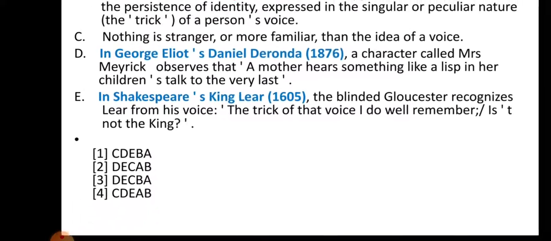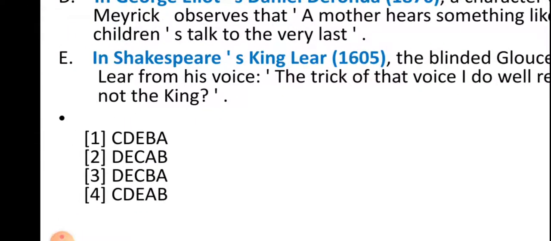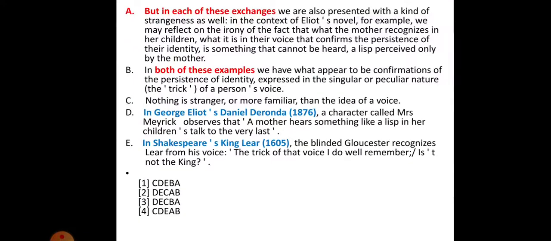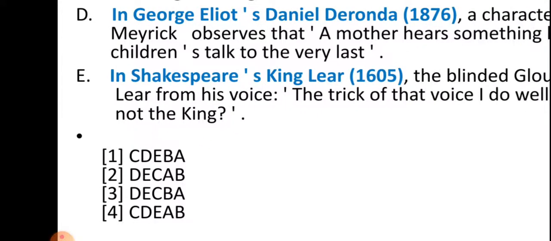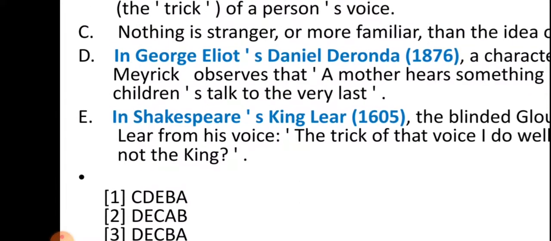Now look at the options. Which option has got ED before B? So ED or DE? Option 1. Look at option 1, CDEB. Okay, so that is the correct answer. Option 1 is the correct answer because here B is actually preceded by E and D.